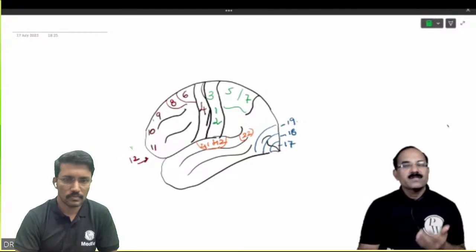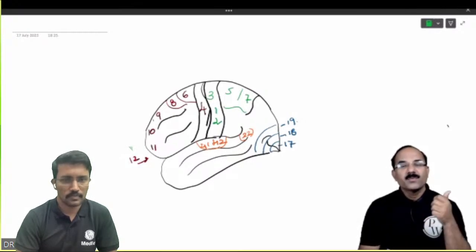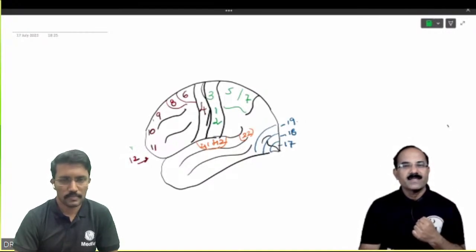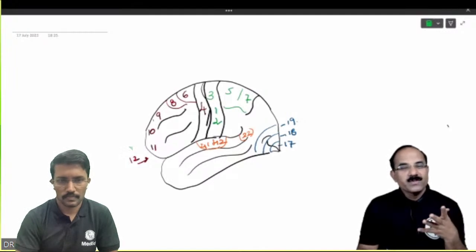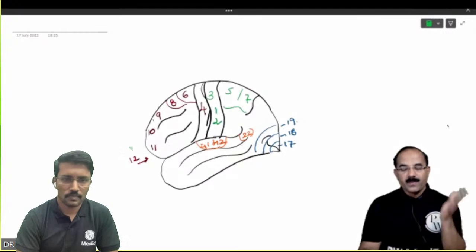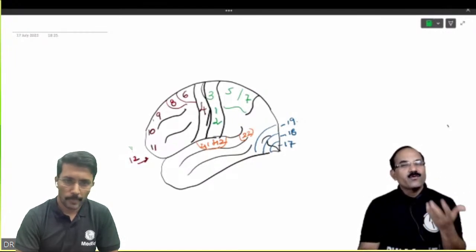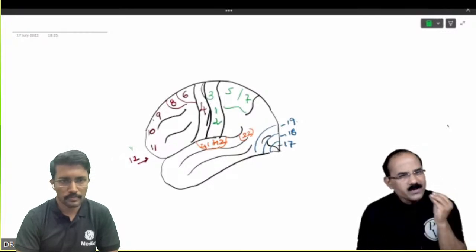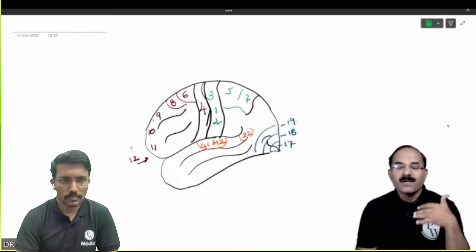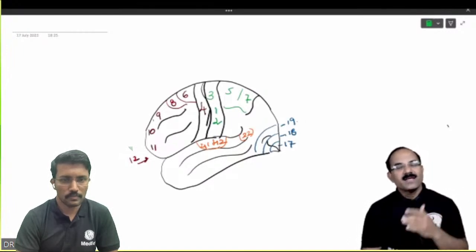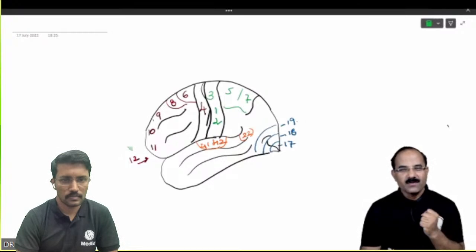We also call this the sensory speech area, and the sensory speech area is the Wernicke's area. So if 41, 42 is damaged, the person is not able to hear anything. Cortical deafness. 22 will help us to understand what the person is listening to. If 22 is damaged, the person is able to hear, but the person is not able to understand what is being heard. And this is what we call sensory aphasia.